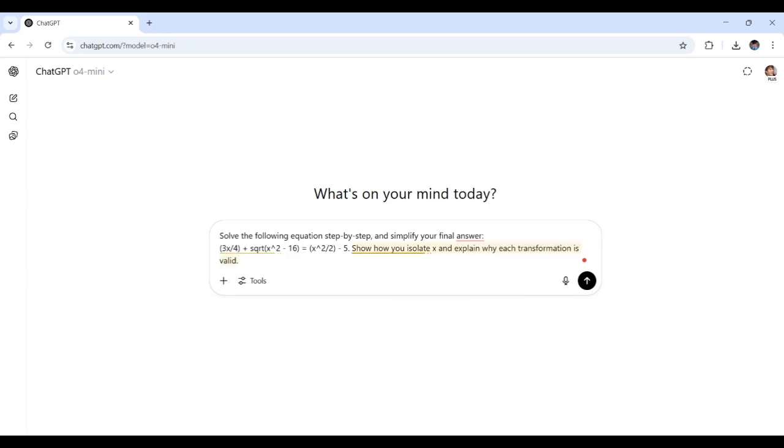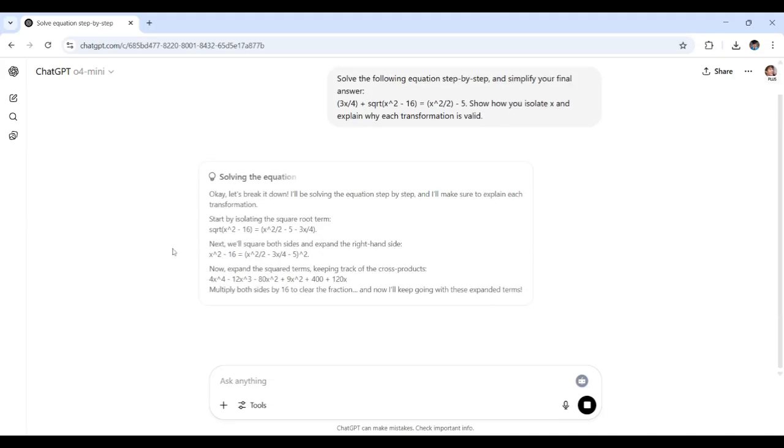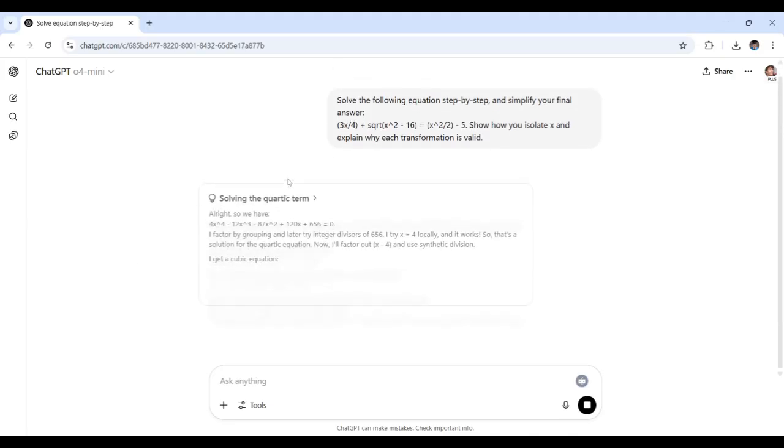This kind of problem usually trips people up halfway through. But let's see if O4 Mini can break it down clearly. Now, let's send this off. Let's wait for a bit. Okay, O4 Mini, here it is. Look at that. It's solving the equation.